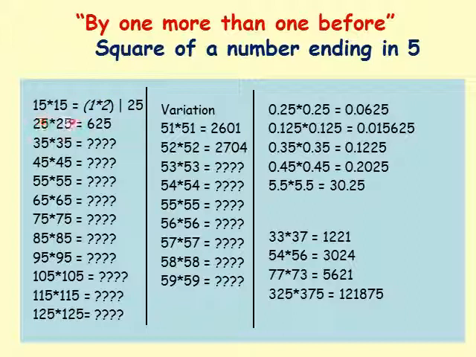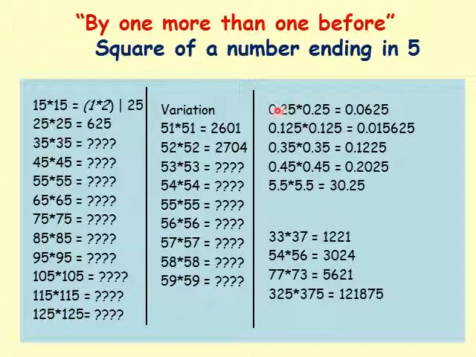Similarly, 25 times 25 is 625. 25 on the right, and on the left, 2 times (2 plus 1), 2 times 3 is 6. Similarly, you can do 35 times 35, 45 times 45, 95 times 95, and so on. Okay, let's go do something else here.